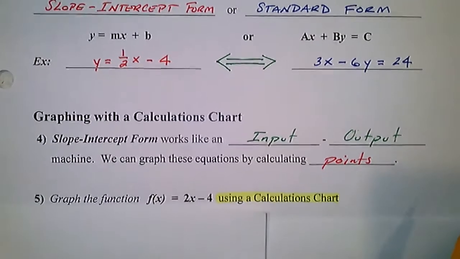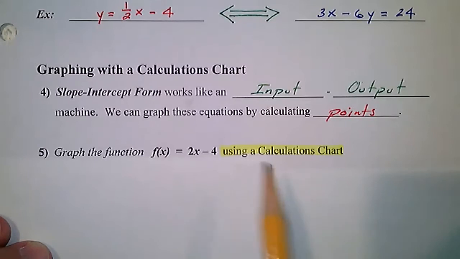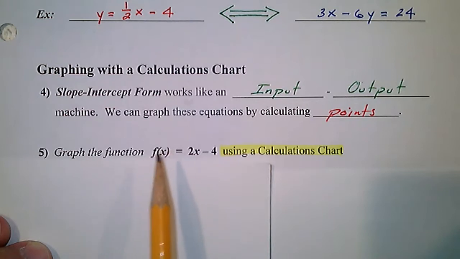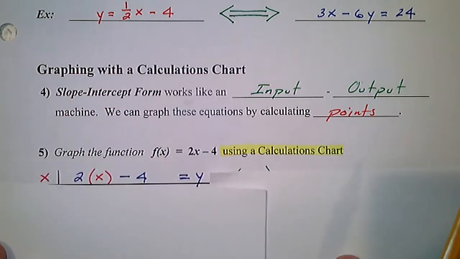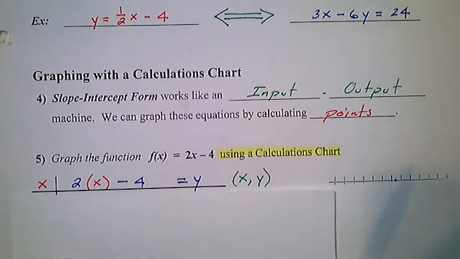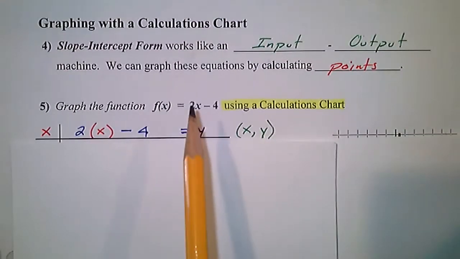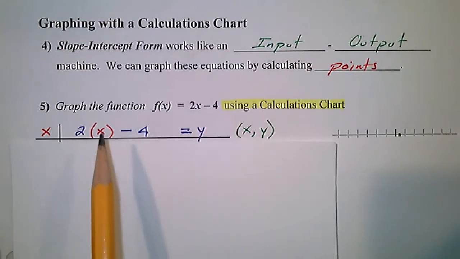Okay, so let's go ahead and use a calculations chart for this function right here. We're going to graph the function f of x. We're going to change that to a y. So I'm going to come down here and set up my chart. And so here's my 2x minus 4.